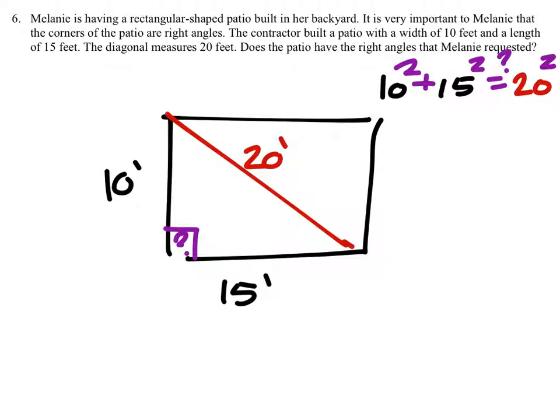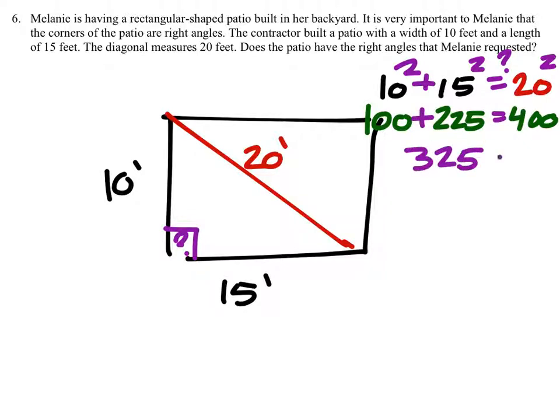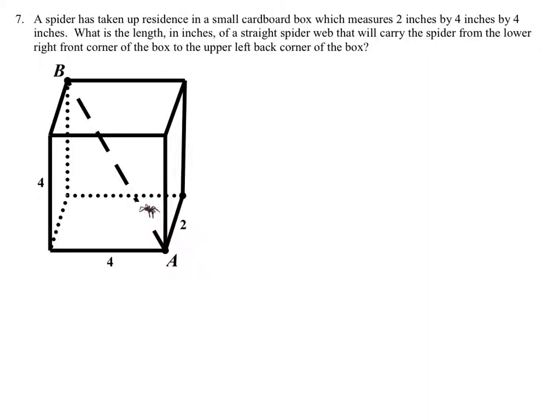So I'm going to do 10 squared, which is 100, plus 15 squared, and 20 squared. So let's go ahead and add those together. That gives us 325 equals 400. No, that is false. So as it turns out, this contractor, thank goodness Melanie knows the converse of the Pythagorean Theorem. Melanie can go to the contractor and say, "What the heck?"